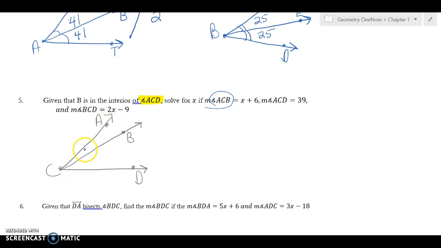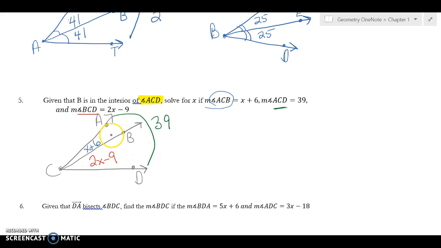ACB is right here, so that's x plus 6. So I try and squeeze it down in that angle. And then the next one I have is ACD. ACD is the whole thing. So whenever I have the whole thing, I put an arc out here. So the whole thing's 39. And then the last one we have is BCD, which is this bottom one.